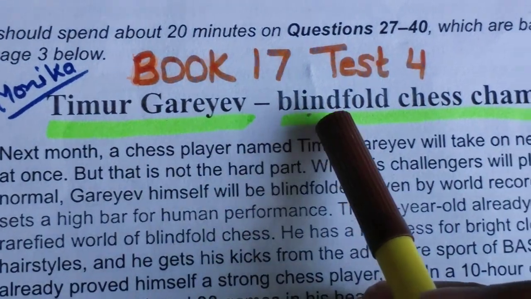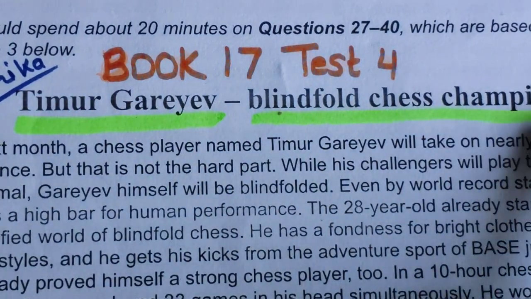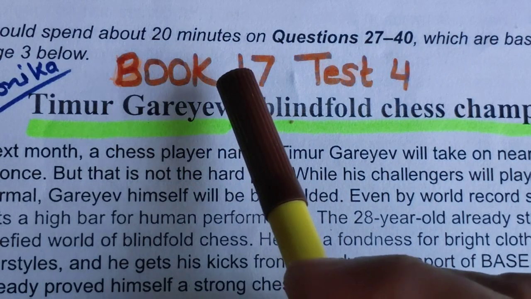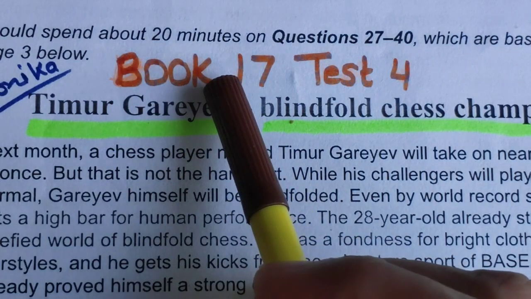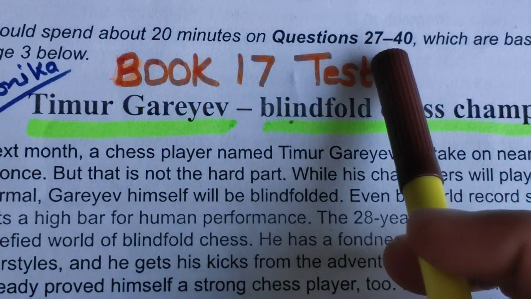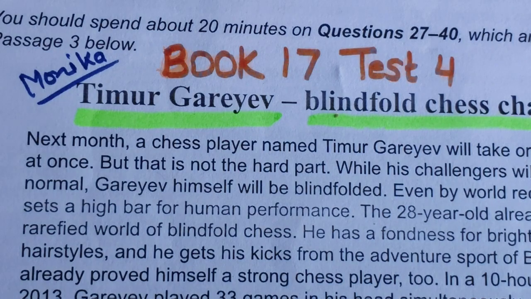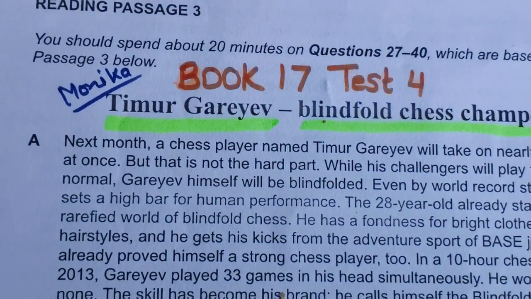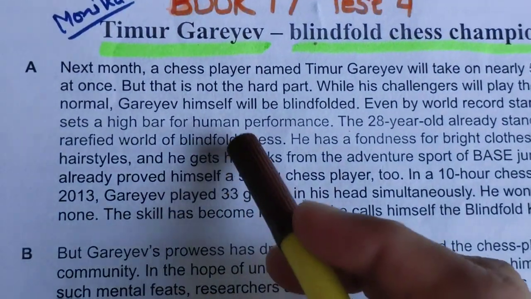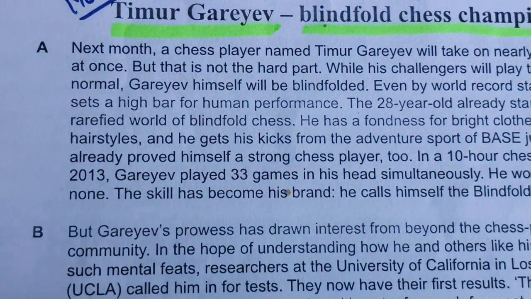So this is the title of the reading passage, Timur Gareyev, Blindfold Chess Champion. And I have taken this reading from Cambridge IELTS book 17, test number 4, reading passage number 3. Now let's look at the type of passage they have given you. There are small paragraphs lettered with alphabets on them.